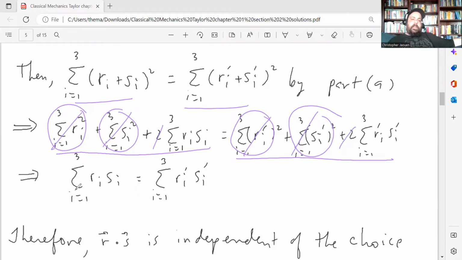And that gives us that the sum of the R and S coordinates in terms of the x hat, y hat, z hat is equal to the primed coordinates in terms of V1, V2, V3, right? So the dot product therefore is independent of the choice of coordinate system.